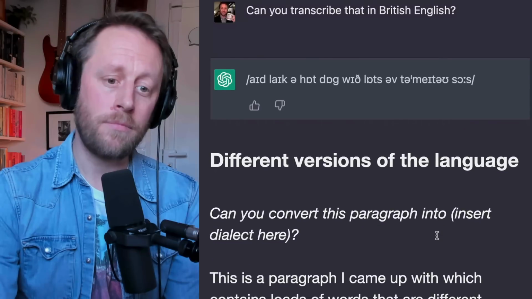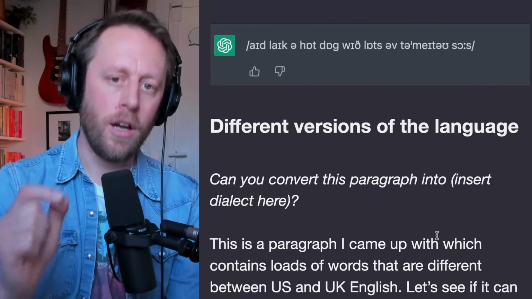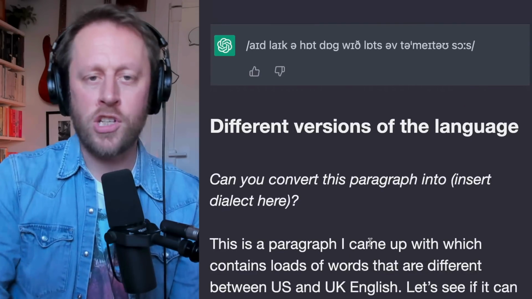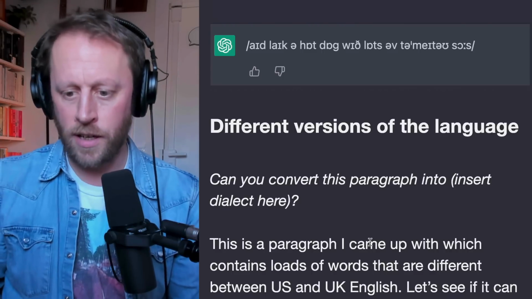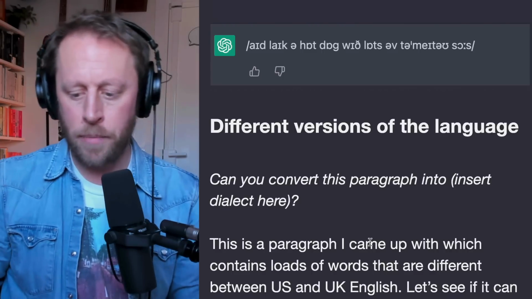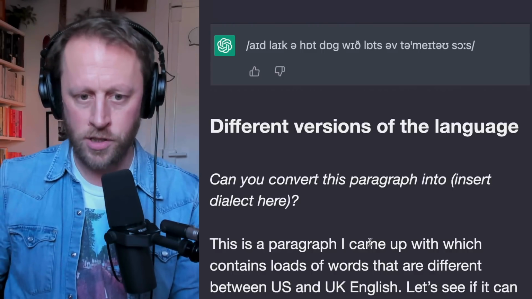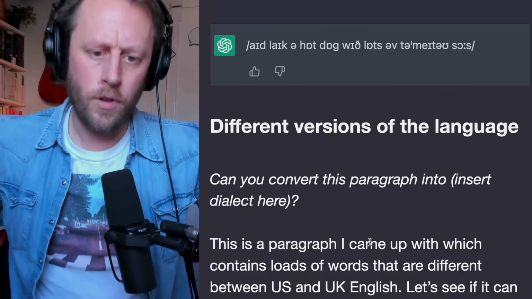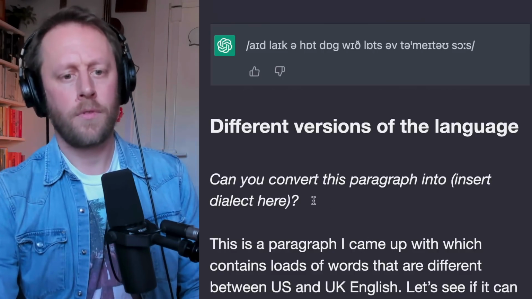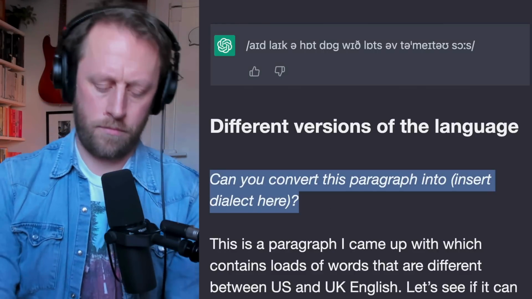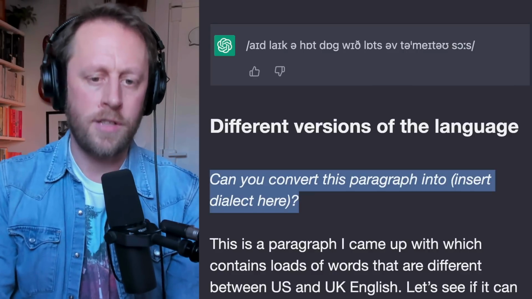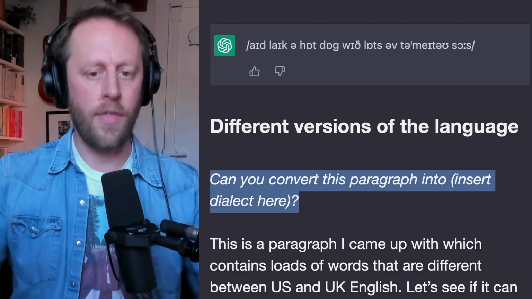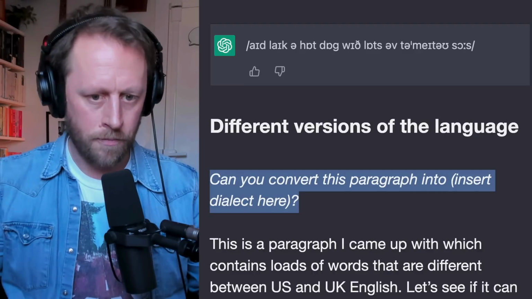Okay. What about different versions of the language? Can ChatGPT switch between British English and American English? And what about between different versions of British English? Right. So my prompt for ChatGPT here is this. Can you convert this paragraph into, and then I've written insert dialect here.